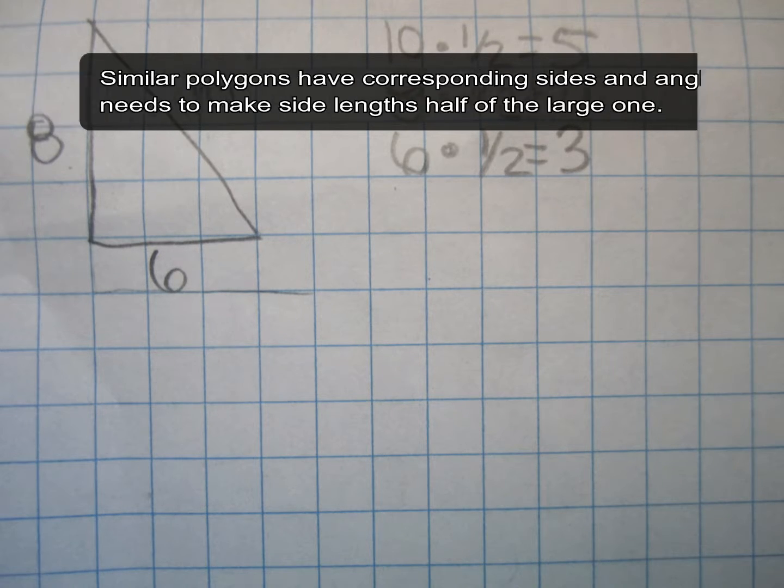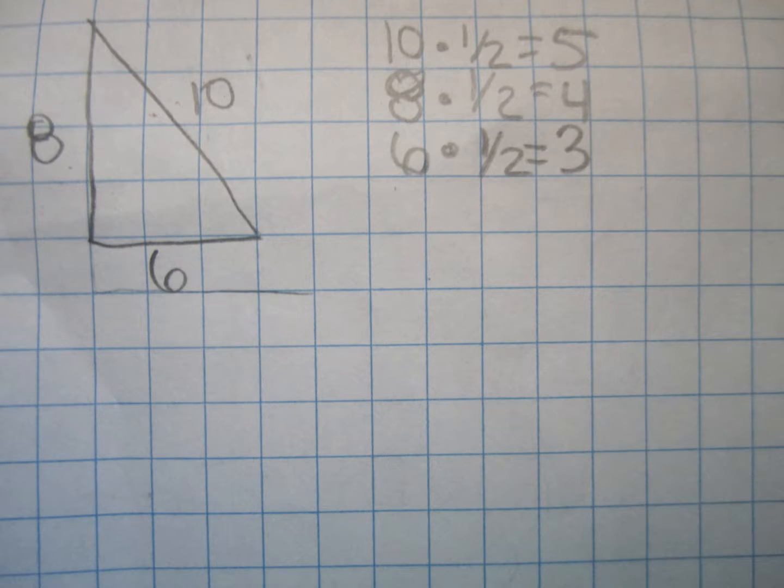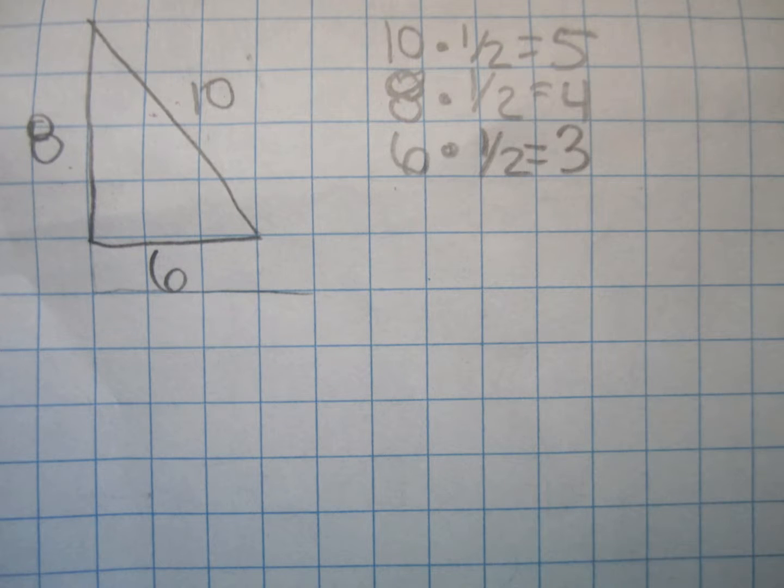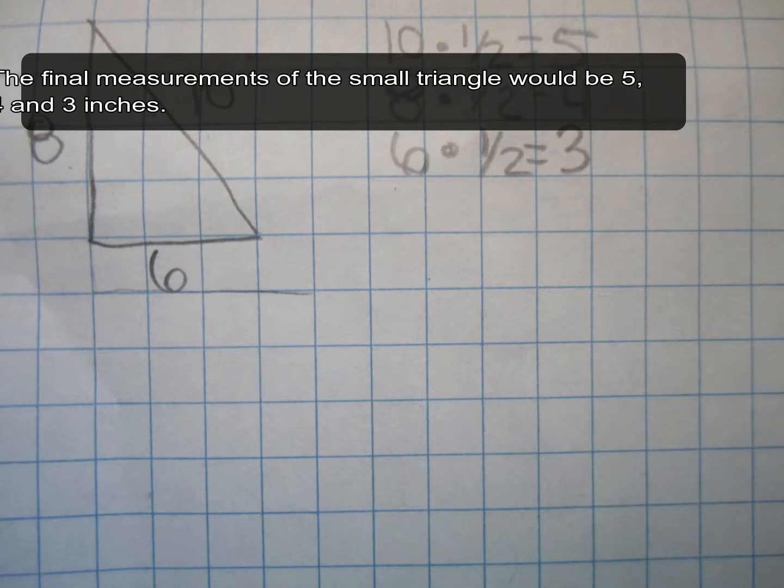To find the side lengths, you have to use the scale factor. Scale factor describes how much the figure is enlarged or reduced. Because Tok wanted Eng's triangle's side lengths to be half of his, the scale factor is going to be 1/2. If we multiply the side lengths by the scale factor, we will get the side lengths of Eng's triangle. 10 times 1/2 would be 5, 8 times 1/2 would be 4, and 6 times 1/2 would be 3. So Eng's triangle side lengths are going to be 3, 4, and 5.